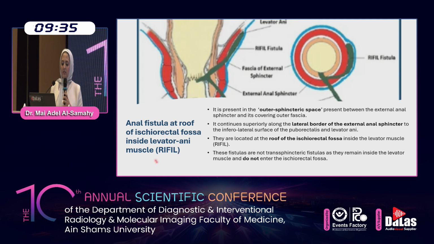The rifle fistula is the short form for anal fistula at roof of ischiorectal fossa inside levator ani muscle. So as the name implies, part of the fistula is located at the roof of the ischiorectal fossa. It starts within the internal anal mucosa, pierces the internal anal sphincter and pierces the muscle of the external anal sphincter, but remains confined within the fascial covering of the external anal sphincter complex, and thereby doesn't have a component within the ischiorectal fat. And that's the differentiating point between it and the transsphincteric fistulae.